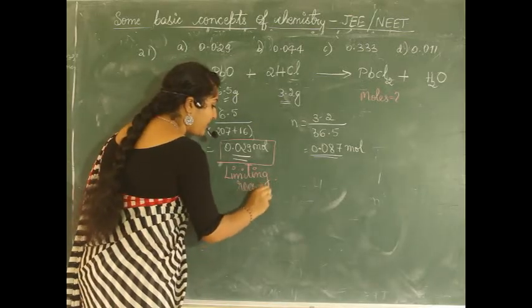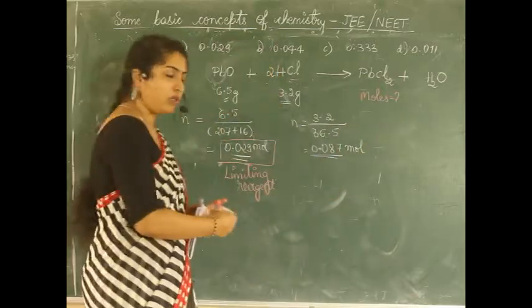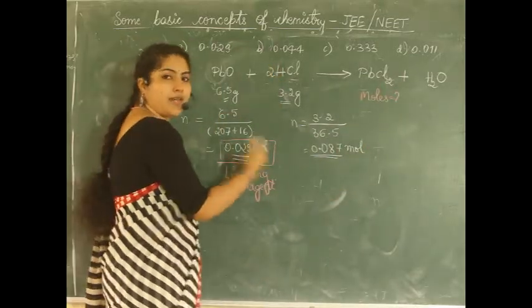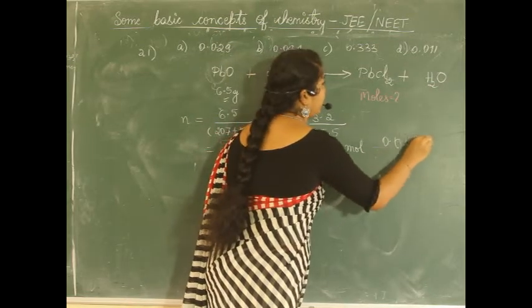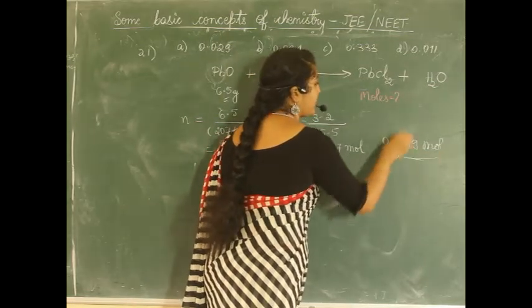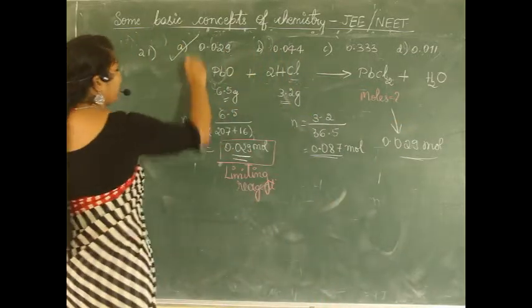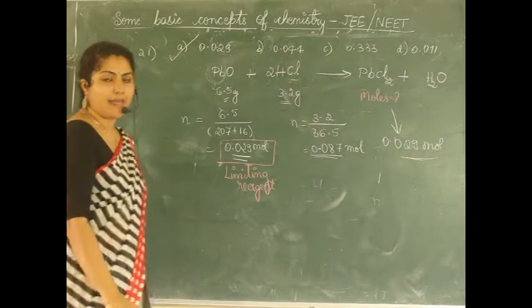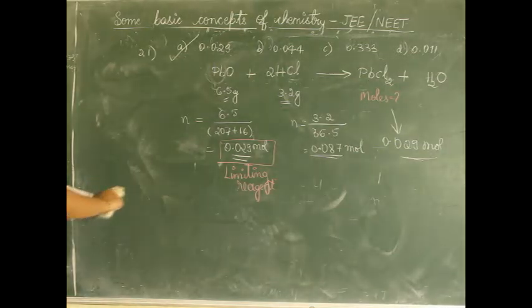If it has to limit the product formation, that means how much can you expect PbCl2? This reacts and forms that many number of PbCl2. So 0.029 mole will be formed. That is the right answer. We shall move on to the next question.